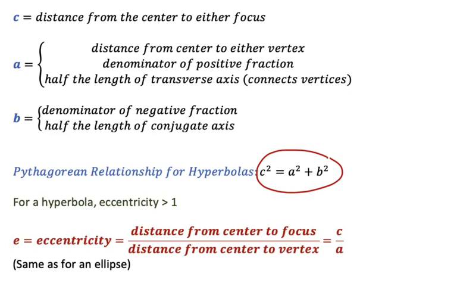For a hyperbola, the eccentricity is greater than 1. Remember, the eccentricity measures how flat our curve is, and we calculate that the same way we calculate an ellipse, C over A. This time C will always be larger than A, so our eccentricity will always be greater than 1. Again, as mentioned in the last video, when the eccentricity is equal to 1, we have a parabola.